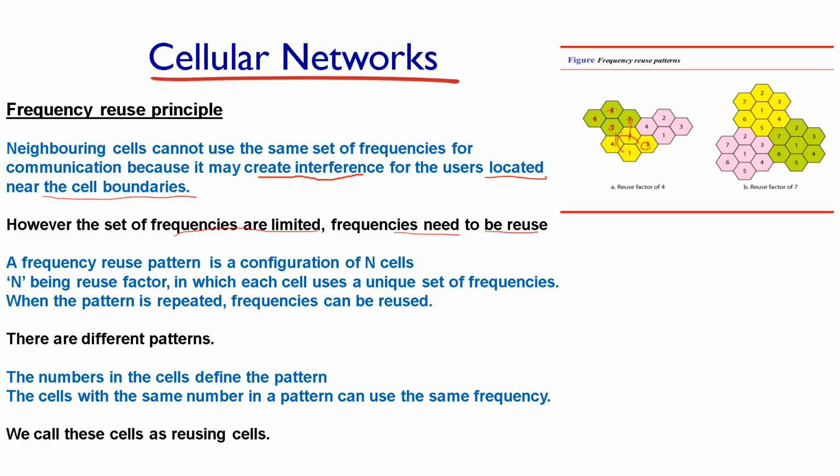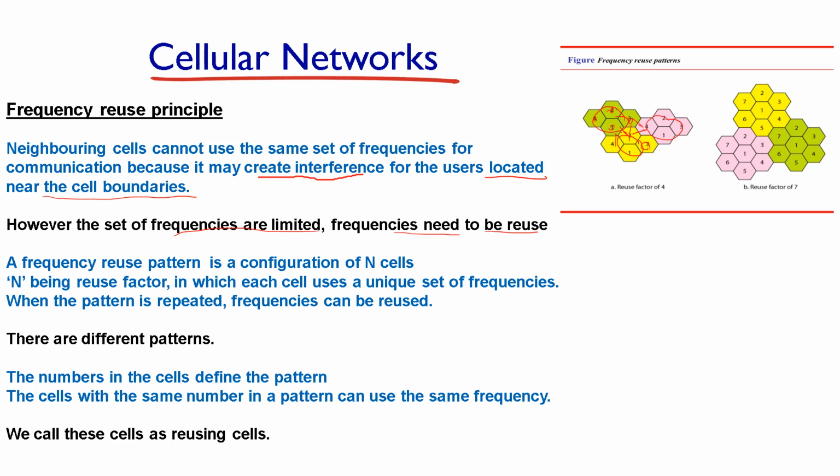So this yellow area with four different frequencies, the same set of frequencies will be repeated in the green area, and the same set will be repeated in the pink area, but the neighbors will never share the same frequency ranges, in order to eliminate interference.